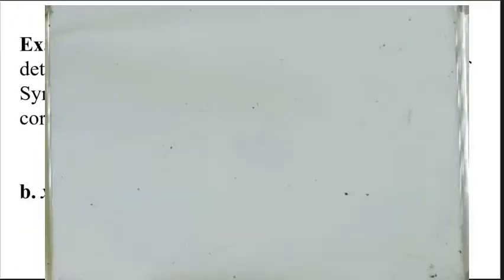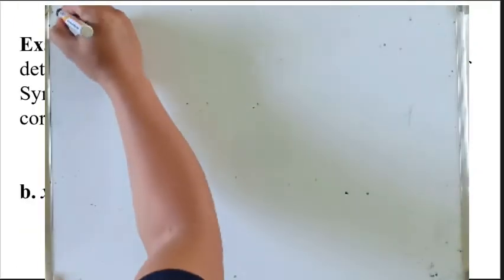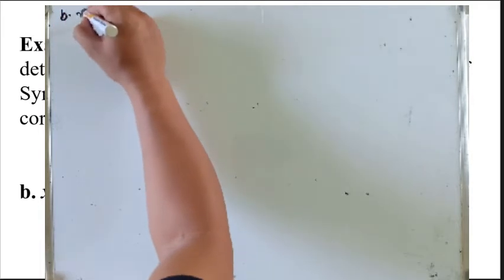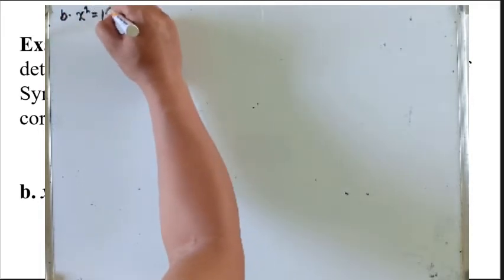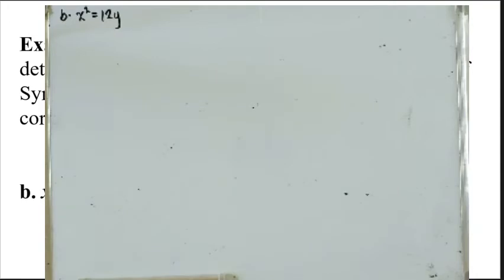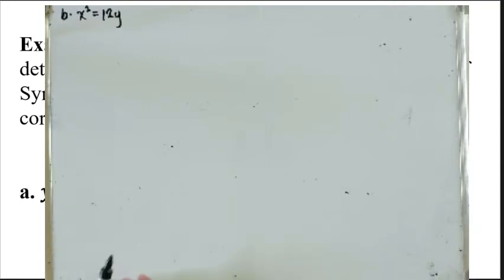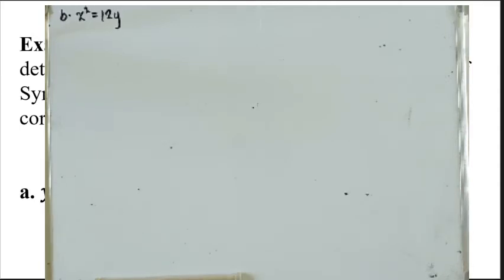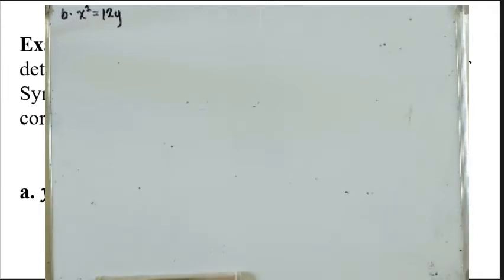The second example, letter B, is x squared is equal to 12y. Let's find again the vertex, the focus, the equation of the directrix, and the axis of symmetry. And let's try to sketch the graph and indicate its corresponding features.